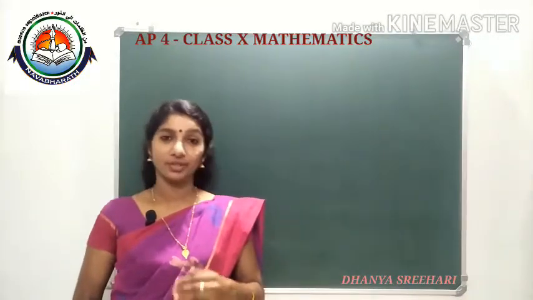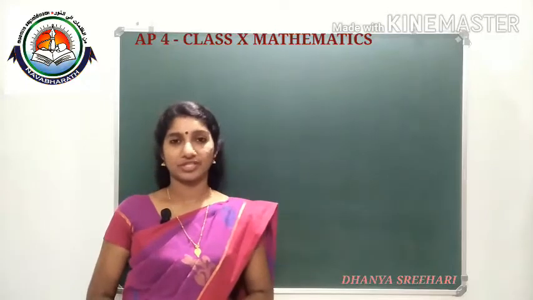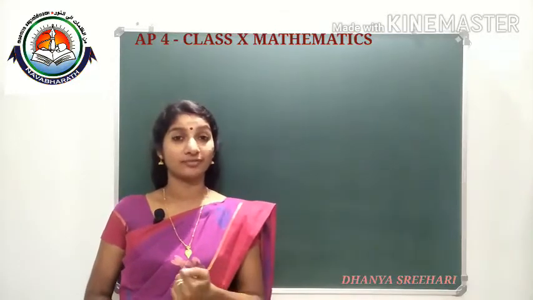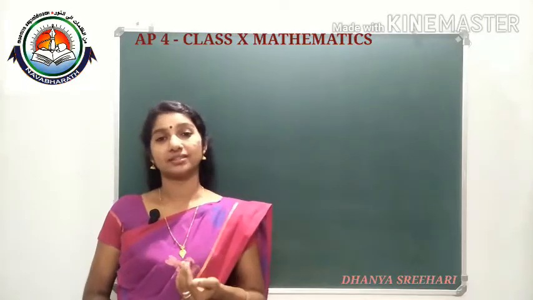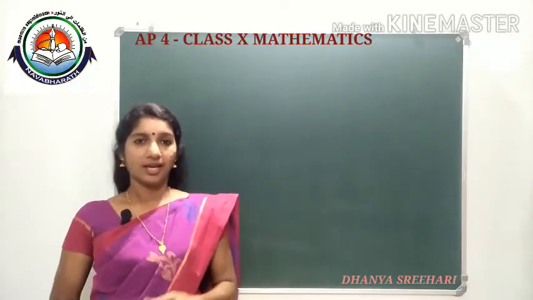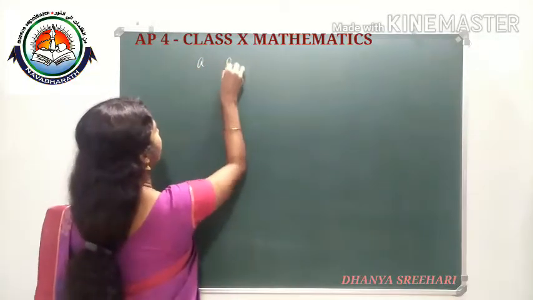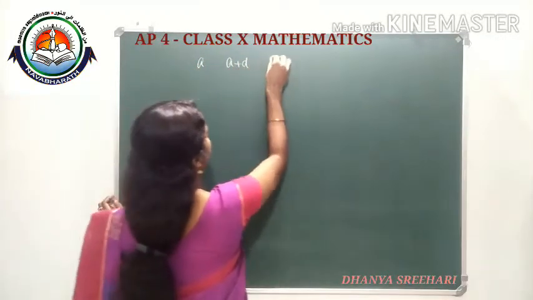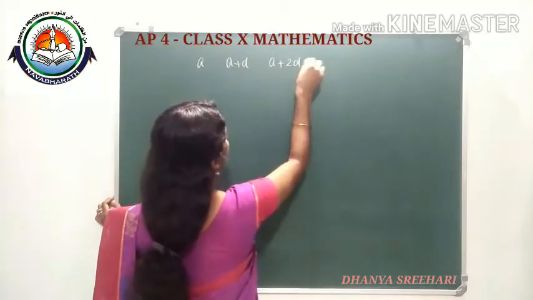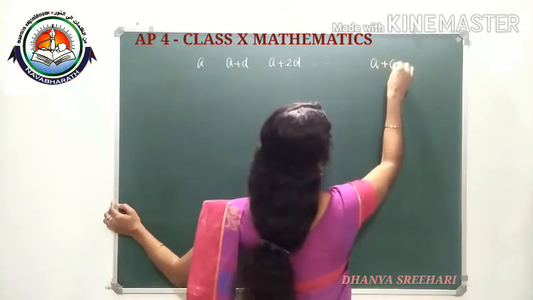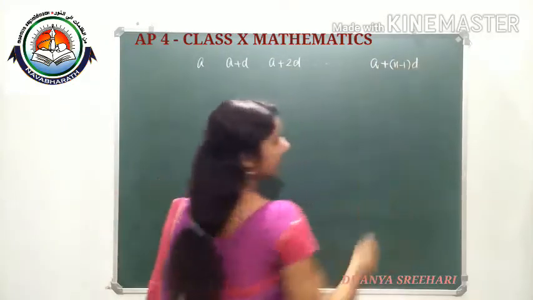Today we are going to continue the same chapter, arithmetic progression. And we know the general form of an arithmetic progression and the nth term. The general form is: first term a, second term a plus d, third term a plus 2d, etc. Nth term a plus n minus 1 into d.